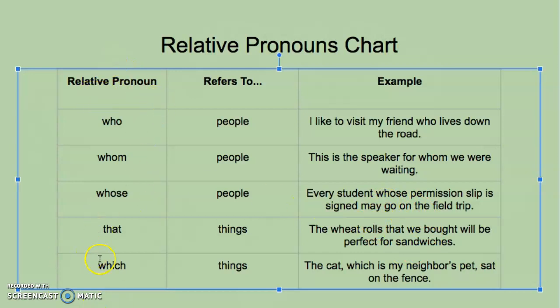And finally, the relative pronoun which refers to things. An example, the cat, which is my neighbor's pet, sat on the fence. The relative clause, which is my neighbor's pet, gives us more information about the cat.